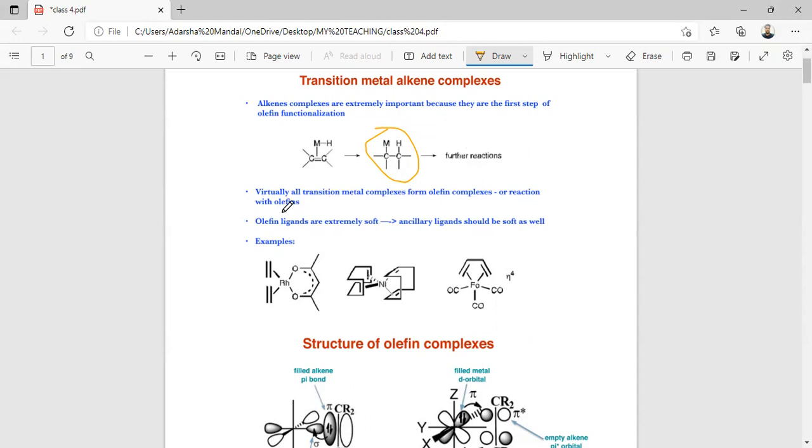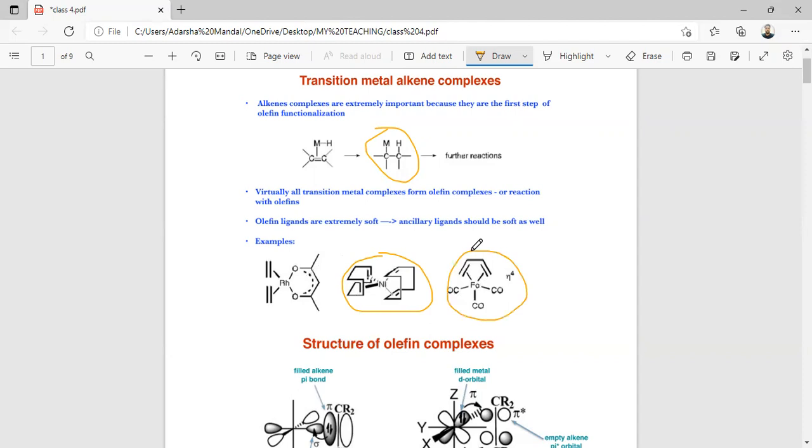Virtually all transition metals form olefin complexes or react with olefins. Olefin ligands are extremely soft, so the ancillary ligands should be soft as well. Examples of some alkene ligands: here a rhodium ethylene moiety is bound; here the nickel COD, bis(cyclooctadiene) complex; and here an iron 1,3-butadiene complex.